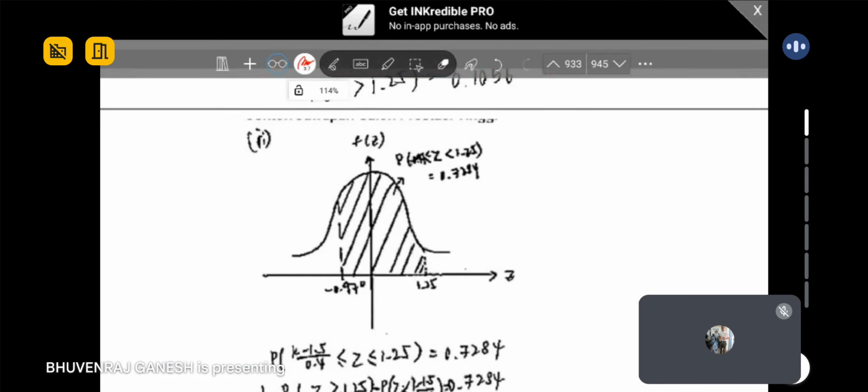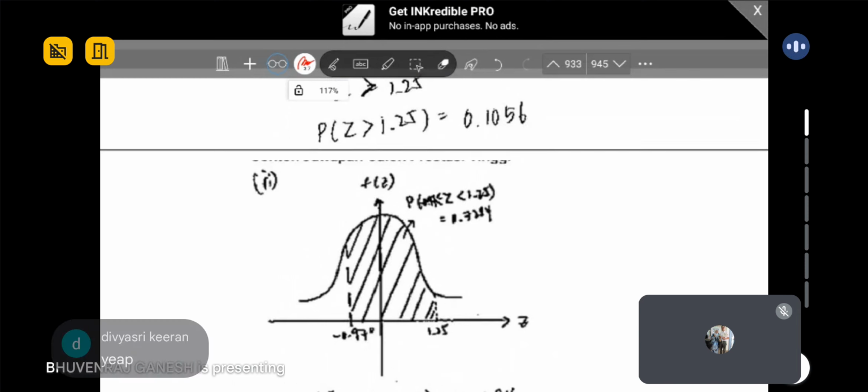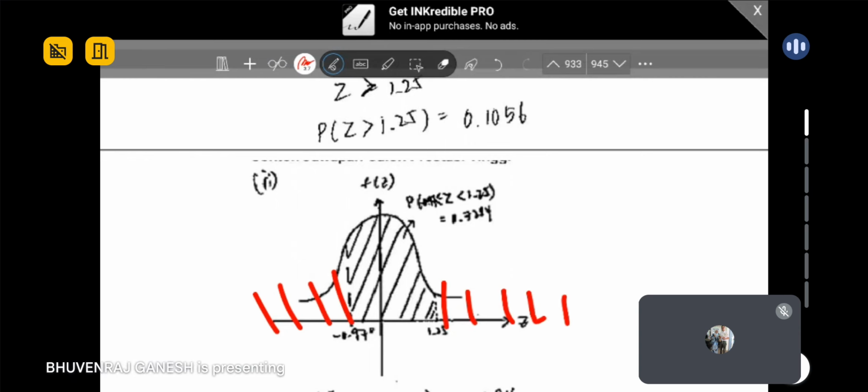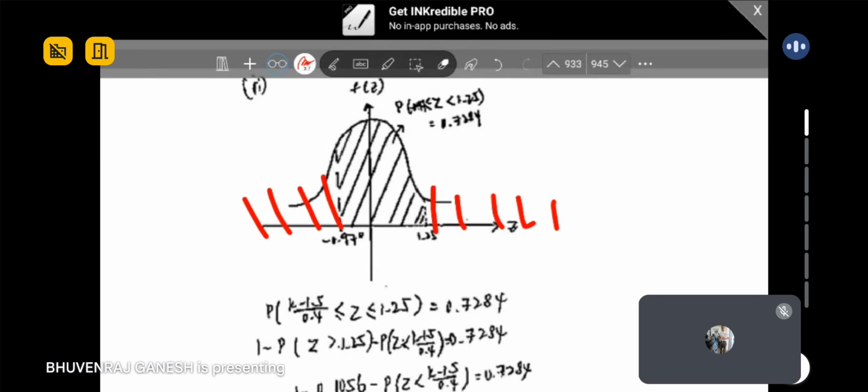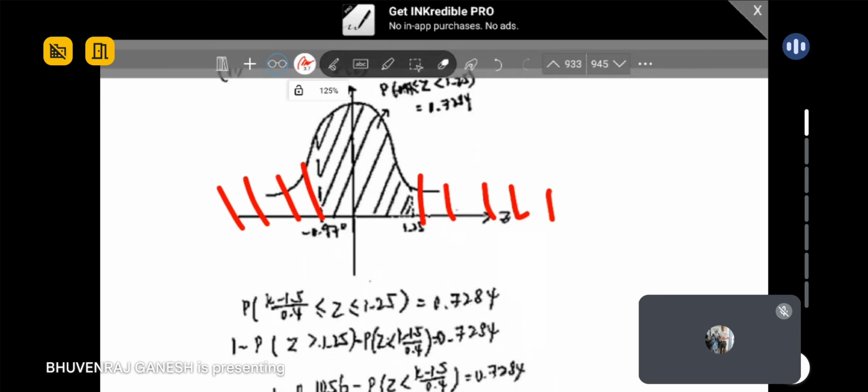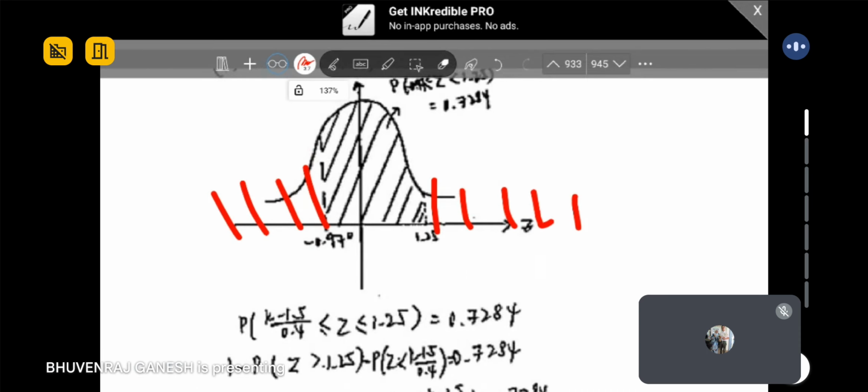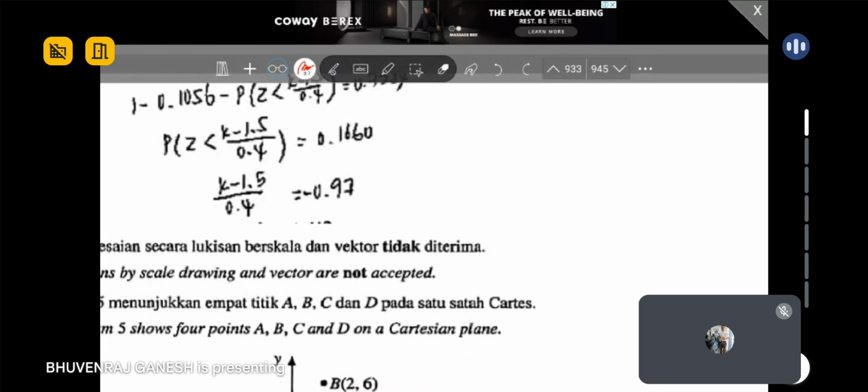Okay, so you just need to sketch the graph now. It's in between. Am I right, guys? Dia kat tengah-tengah. So how do you find, guys? You just take 1 minus left-hand side minus right-hand side, same concept, equal to 0.7284. Okay, so over here, guys, this one is your answer just now. Am I right? Untuk soalan tadi, you just substitute the answer. Okay, this one you must change.